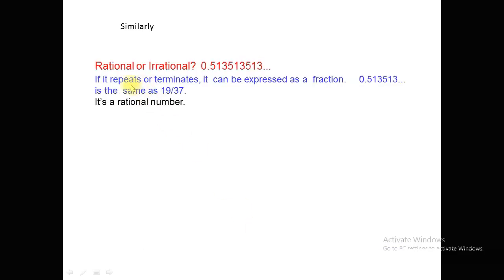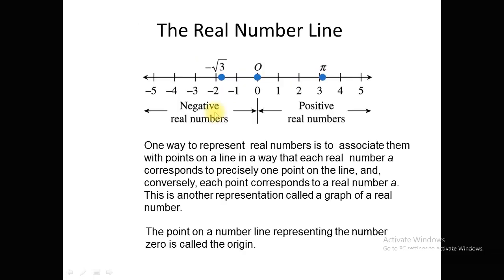Now again there is a number 0.5135135135. So in this number 135, 135, 135 is the repeated pattern. So this number can be expressed as a fraction like 19/37. So this number is a rational number.